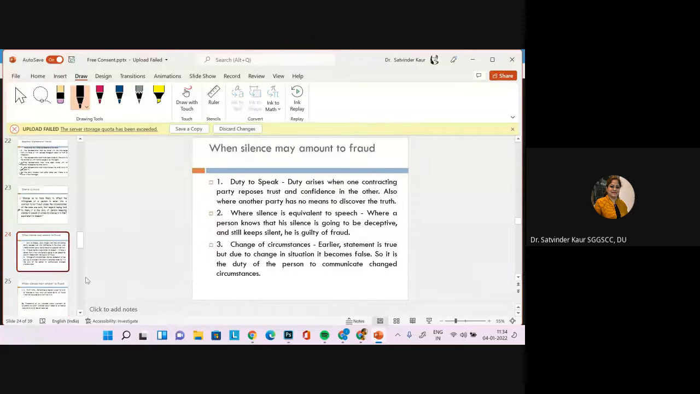Where silence is considered equivalent to speech, that is, where you have trust and faith in the other party, and the other party has the duty to speak but remains silent, the silence would amount to fraud.